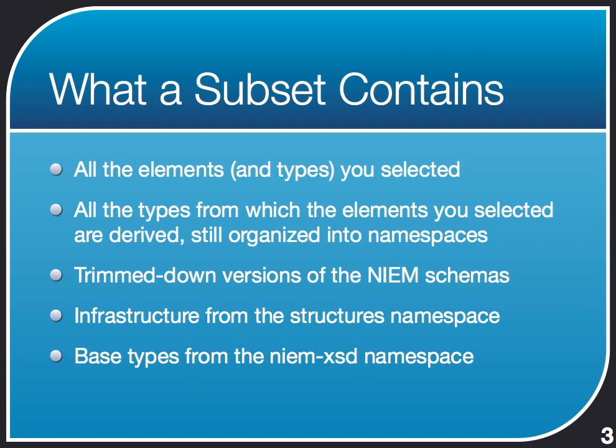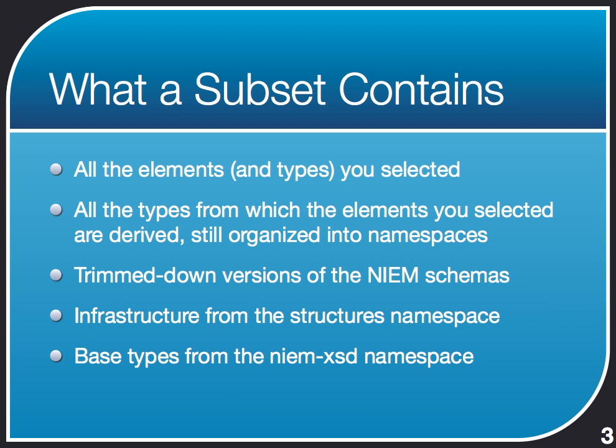So here's everything you get when you make a subset. First, you get all the elements and types, if you explicitly selected types, that you wanted. You go through and there's a tool called the SSGT, which we'll talk about in a sec, and pick all the elements and types that you want. So you get all of those in the subset because you've asked for them.